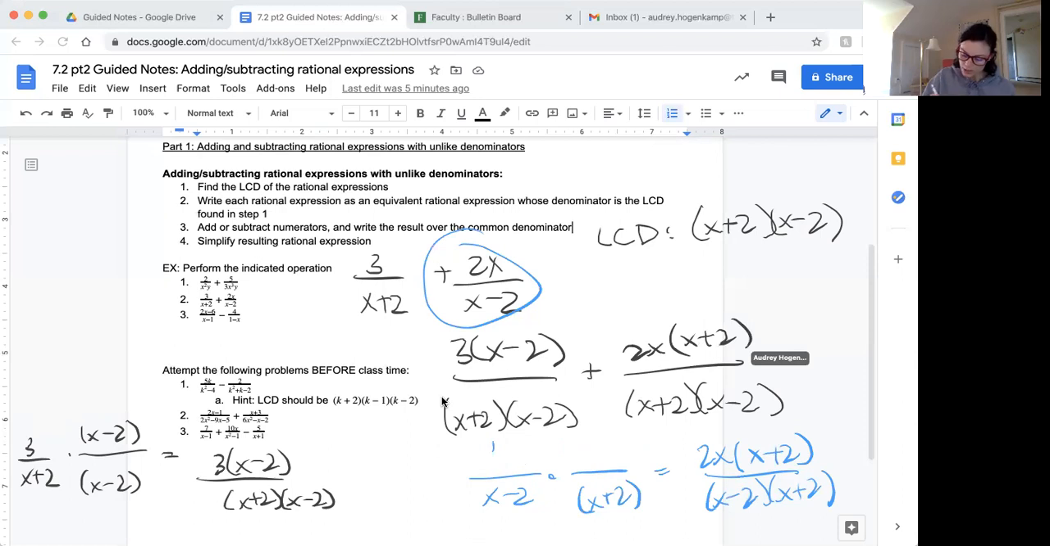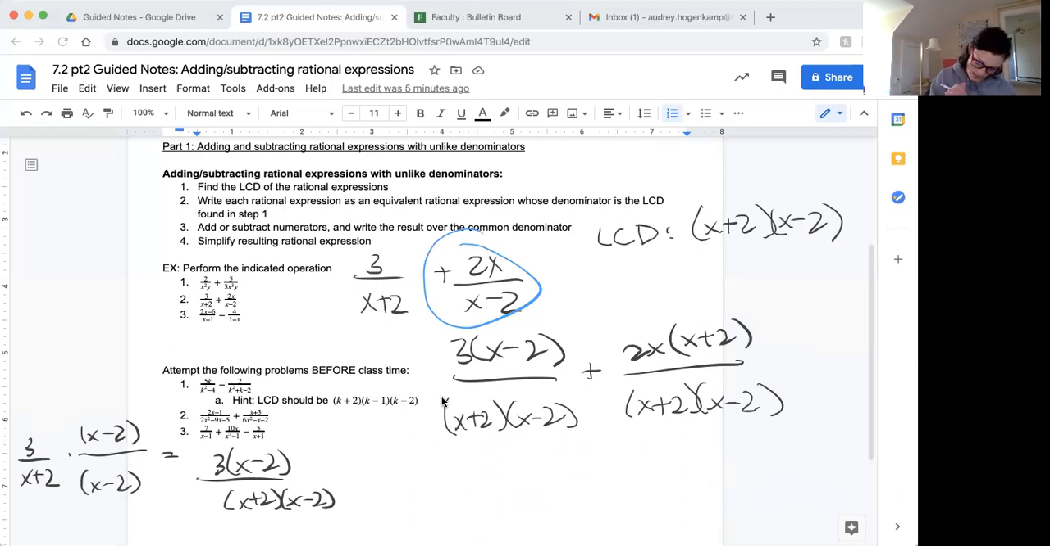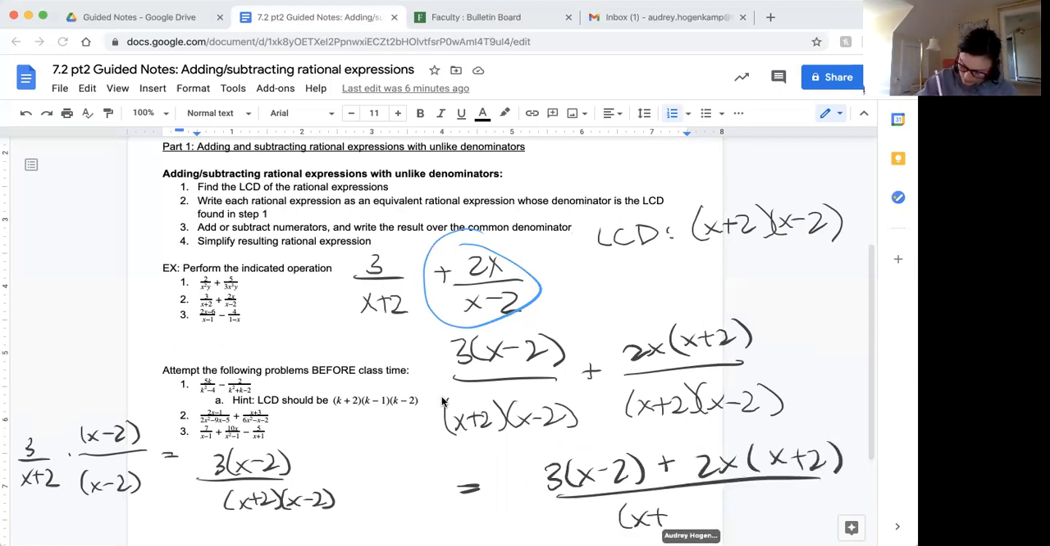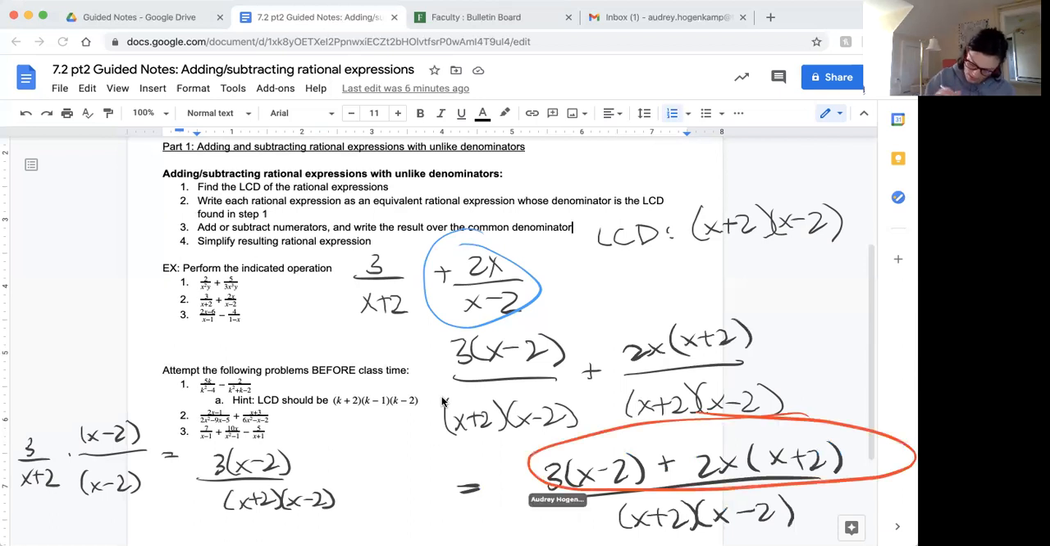And now we can go ahead and add straight across, right? So I'm going to erase this so I have a little bit of room, and I'm going to write equals 3 times x minus 2 plus 2x times x plus 2 over x plus 2 times x minus 2. Except for here, we can in fact simplify a little bit. Okay, so we're going to focus on our numerator. I'm going to circle it in red. And we're going to come over here and simplify our numerator.